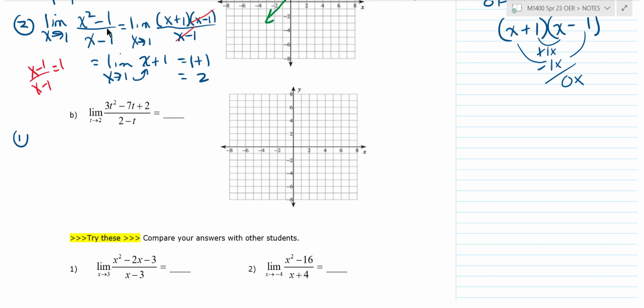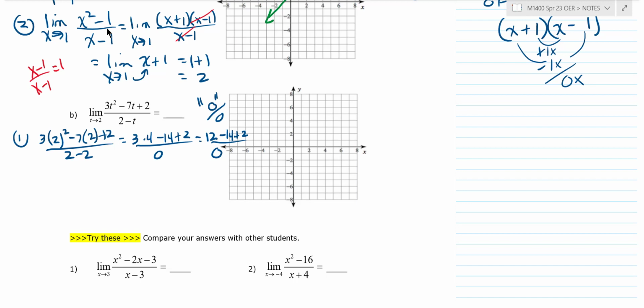You're looking at the limit as x goes to 2. So we're going to do 3 times 2 to the second minus 7 times 2 plus 2 all over 2 minus 2. Numerator, work it out. That would be 3 times 4 minus 14 plus 2 over 0. And that looks like 12 minus 14 plus 2 over 0. That's 0 over 0 again. So we do get that 0 over 0 form.